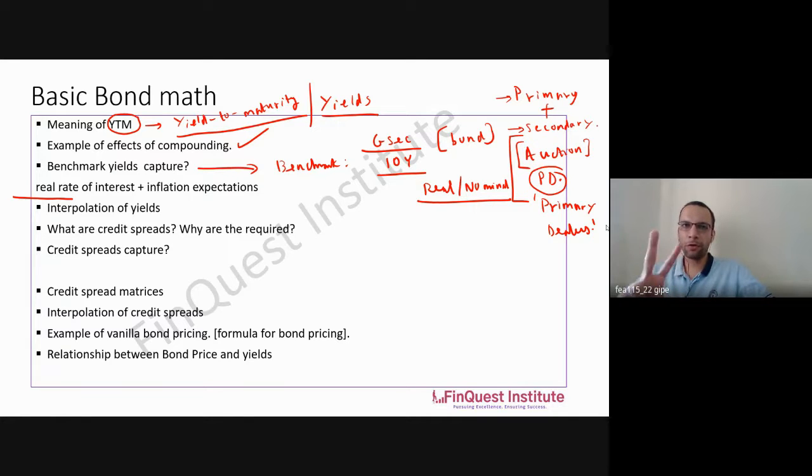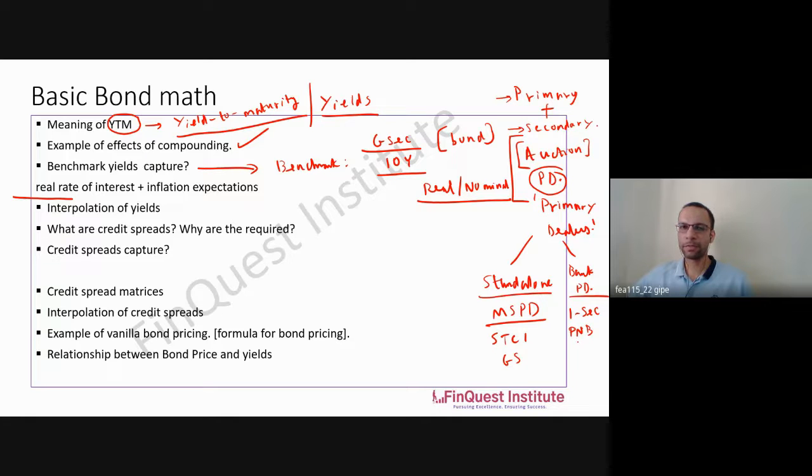Now, PDs can be of two forms. There can either be standalone dealers or there can be bank PDs. A standalone dealer example can be, let's say, Morgan Stanley PD. Morgan Stanley doesn't have a very active banking network in India, so we call it a standalone PD. Another example can possibly be STCI, even Goldman Sachs. All of these you can assume to be standalone PDs. And then you have bank PDs, something like ISEC from ICICI Bank, or PNB Gilts from Punjab National Bank, etc.